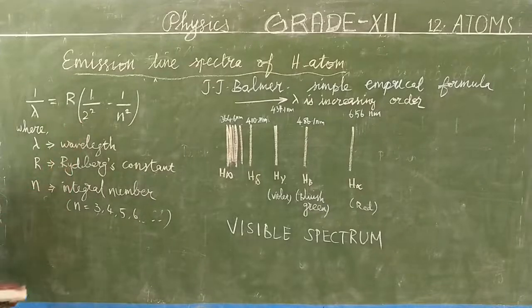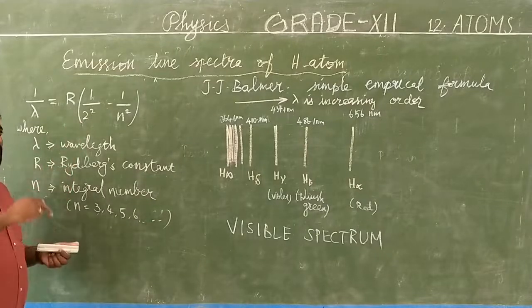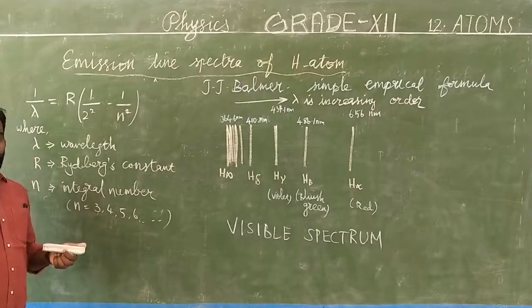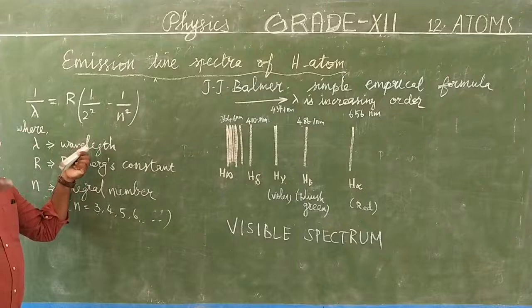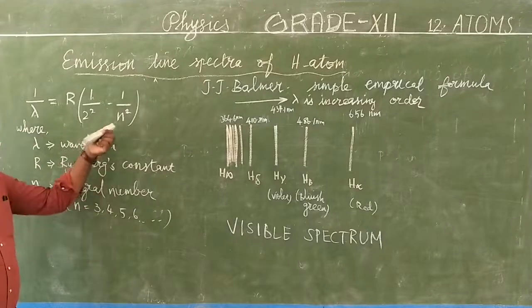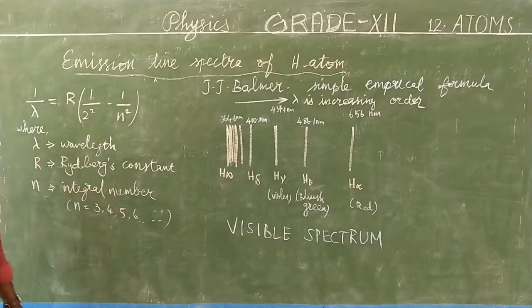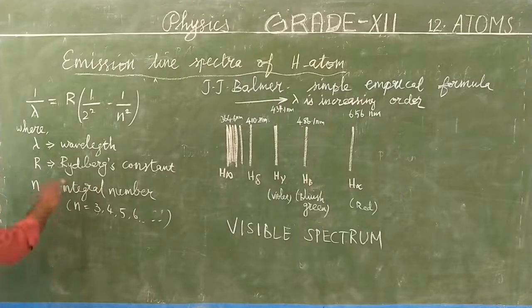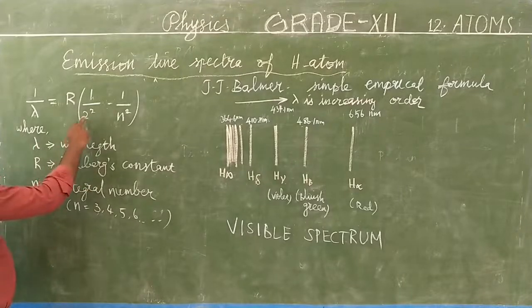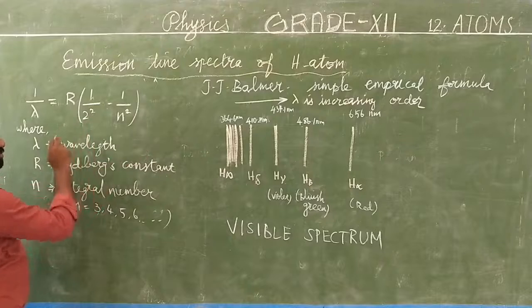Because the excited atom, from different energy levels, all comes to the second state. While it is coming to the second state, it emits radiation containing a spectrum. So that comes under the Balmer series. But for the Lyman series, all the excited energy levels of an atom come to the first state. So for the Lyman series we use 1 square, and for the Balmer series we use 2 square.